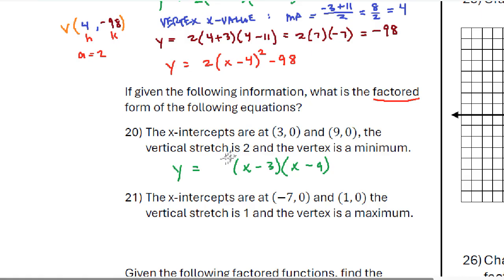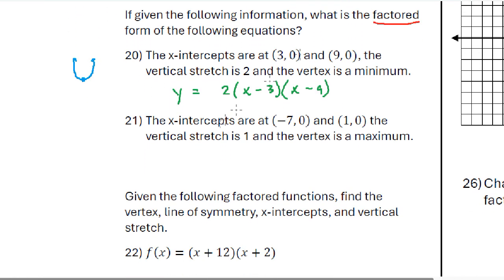So now the question is the vertical stretch, which is 2, and now we want to know, does this parabola open up or down? This particular parabola has a vertex that is a minimum, or the lower value. That means our a value must be positive and our equation is done. Let's take a look at 21.